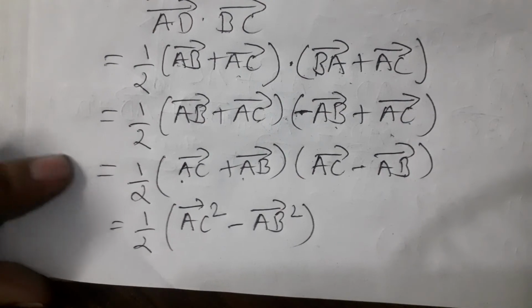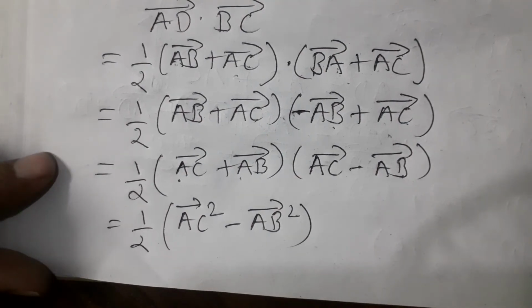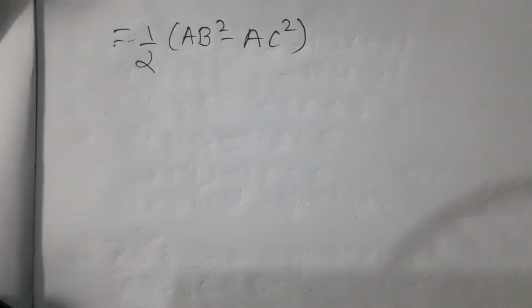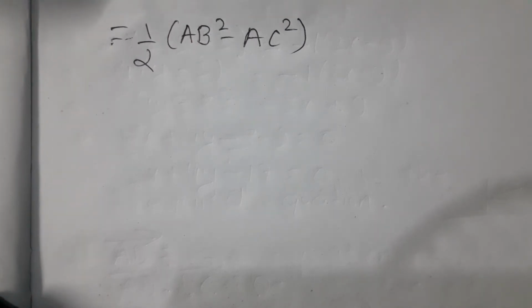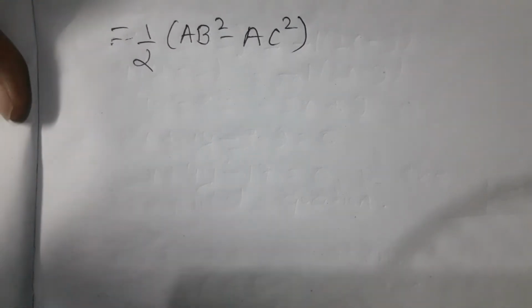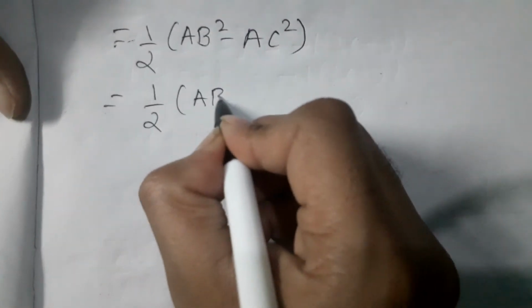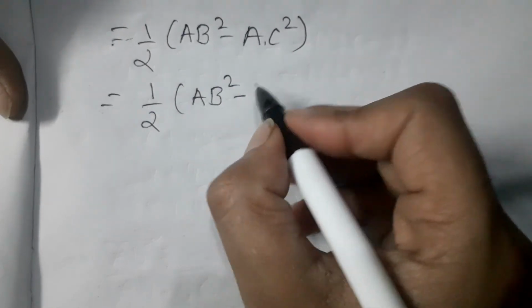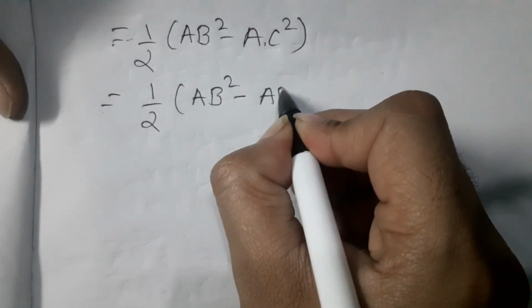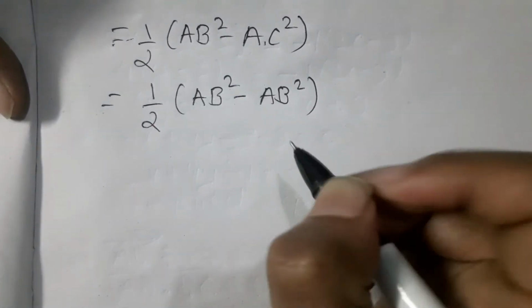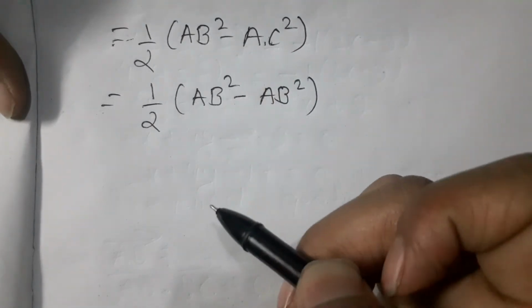I think I'm very much near to getting the 0. I'm very near, but I'm not getting it. Can you guess what I might do? It's a very simple thing. Here I'm going to write AB square minus AB square. You might be surprised, why did I write AB square here?